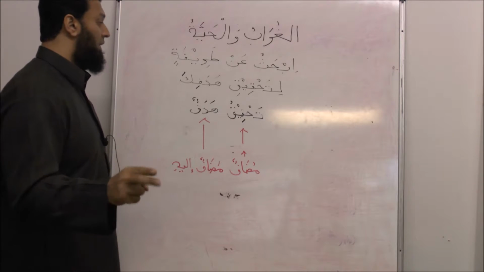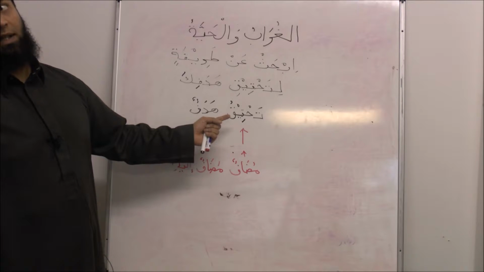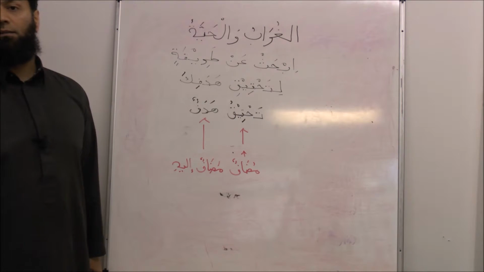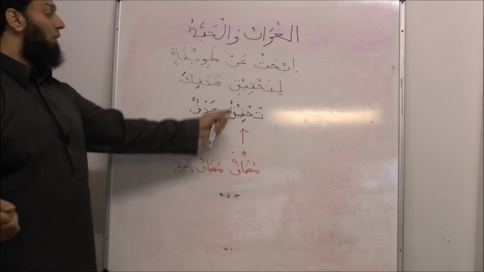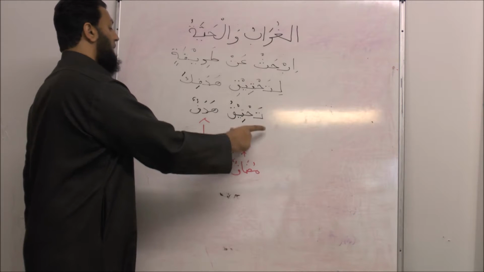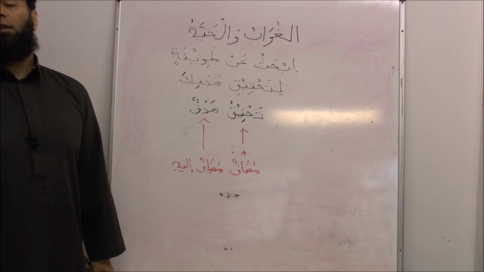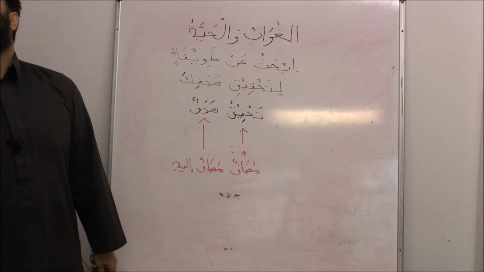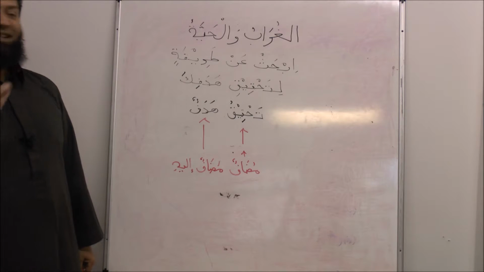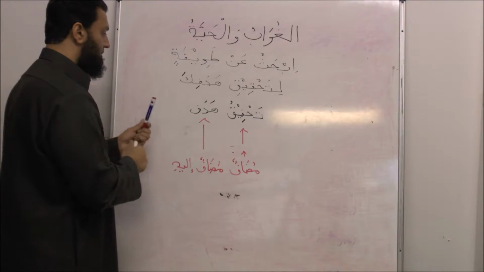So those are the two rules. One, that it can be تَحْقِيقُ, تَحْقِيقَ, and تَحْقِيقِ. And the second is that it can only take one vowel. So you're never going to have a تَنْوِين on it. You're never going to have two. That's the two rules regarding the مُضَافٌ. What about the مُضَافٌ إِلَيْهِ? It has to be a كَسْرَة.